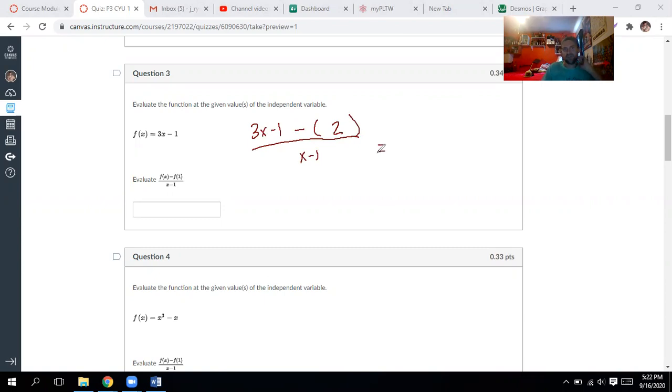If I were to simplify that, this would become 3x minus 3 over x minus 1. Some of you might see something here. I could factor out a 3 from the top, and this would become x minus 1 on the top, and I still have an x minus 1 on the bottom. Those cancel out, and so our answer here is 3. So I gave you guys an answer.